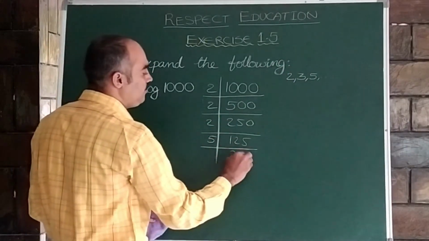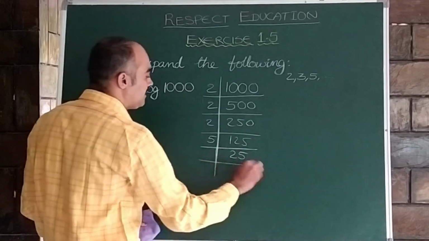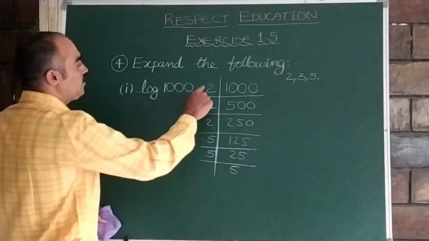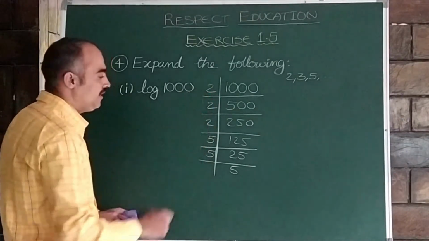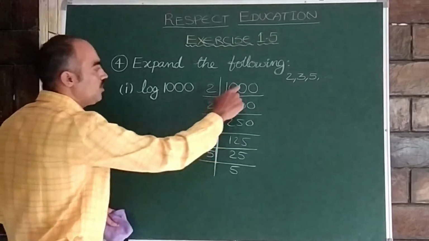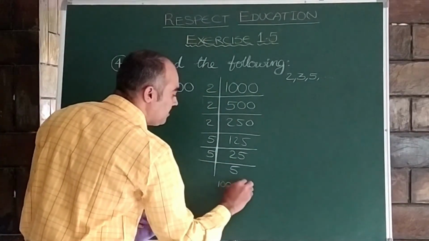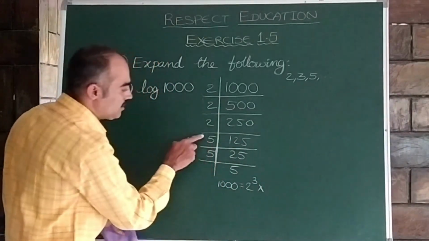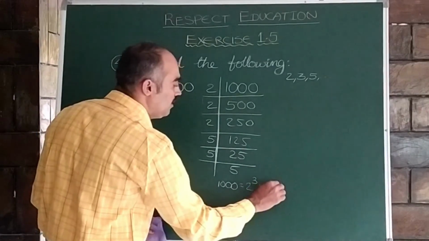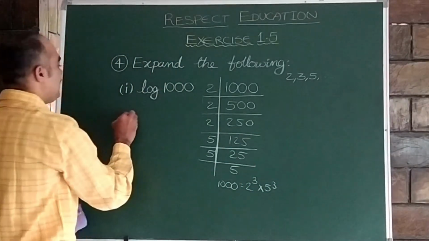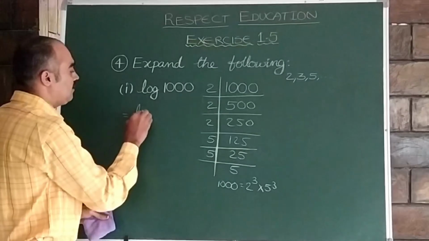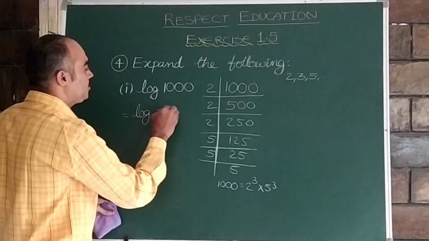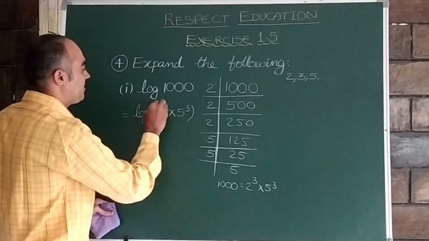So here 5 25s are 125. Again let us divide this one with 5. So that's all. So let us count here. 2's how many are there? 1 2 3. 5 is also 1 2 3. So 1000 can be written as 2 cube, because 2 3 times it is there, into 5 also 1 2 and 3. So 5 also 5 cube. So here let us come back to the problem. It is log 1000. 1000 means 2 cube into 5 cube.